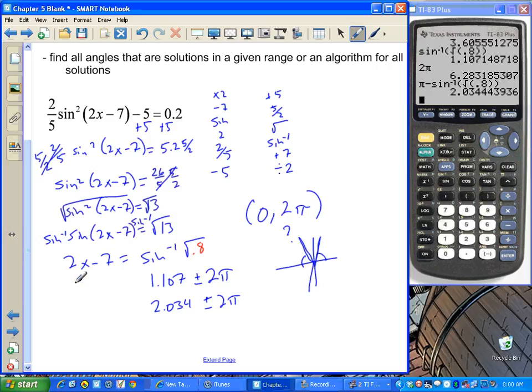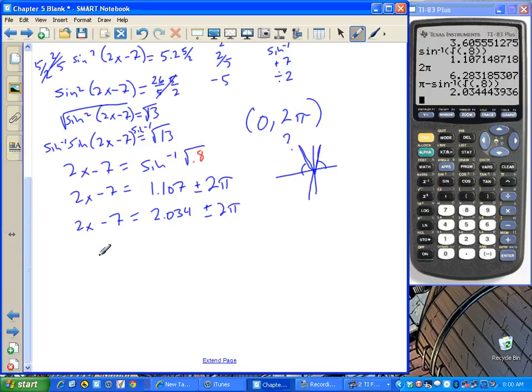Okay, so now I've still got to solve for x. It's important that you add these plus or minus 2 pi on before you solve from the inside part of your trig function. So I'm going to add 7. Okay, so if I add 7, I get 2x equals 8.107 or 9.034. And then I need to divide by 2.